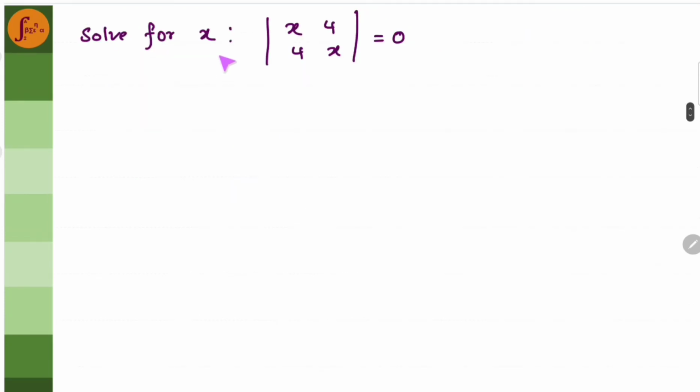Now let's take one example where we have to find the value of x using determinants. How will we do it? Determinant is equal to cross multiply. x into x is x square. 4 into 4 is 16, and minus in between. And they've told us it is equal to 0. Basically they've told us the determinant value is 0.